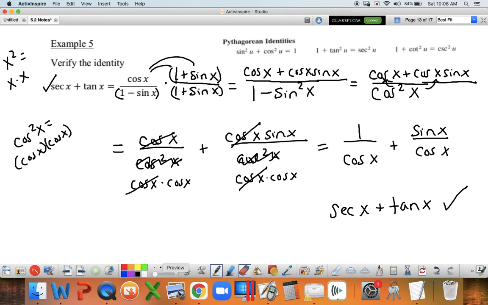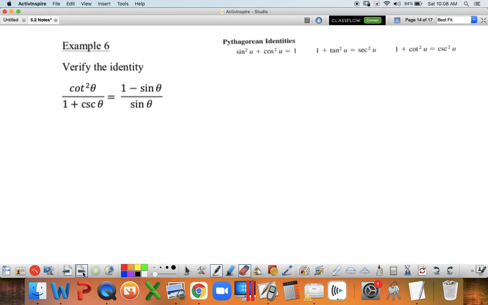All right, moving on. Example 6. Just a couple more examples to go. We have cotangent squared theta over 1 plus cosecant theta. So I'm going to start by working with the left-hand side. I'm going to show you a different approach because you might start simplifying one side and say, I just don't think I can simplify anymore. Well, then maybe we can go to the other side of the equation and simplify that as well. And as long as we get down to the exact same simplification, we're good to go.